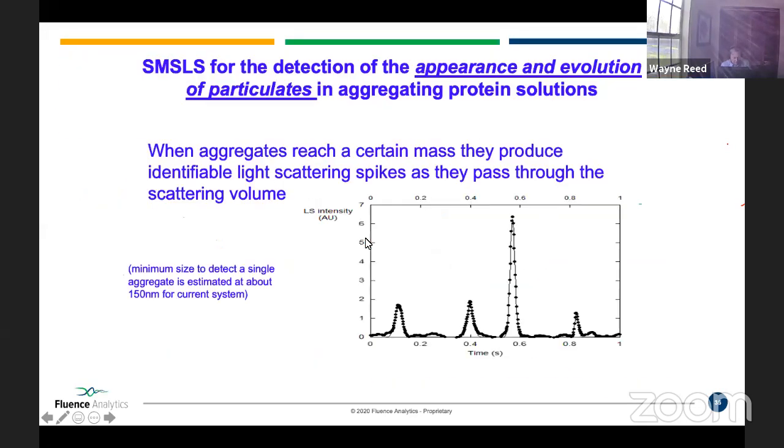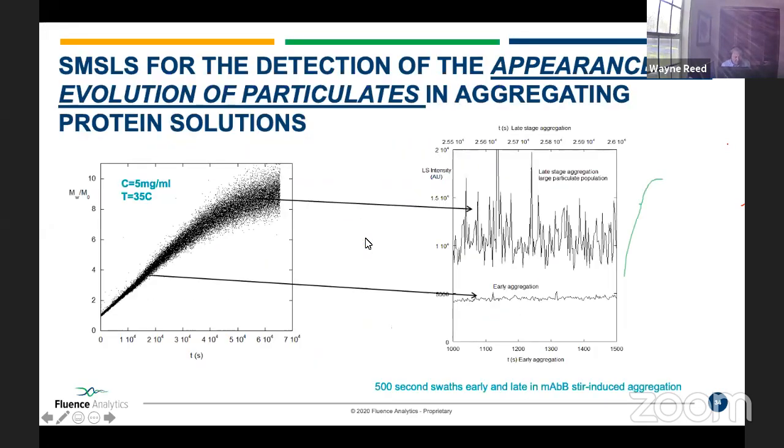Okay, particulates. On the left-hand side, we're looking again at the normalized molecular weight starting at 1, and it's going up, and looks like the signal's getting noisier. And the bandwidth is increasing there. But if you actually pull a little swath out, and this is a full day's data, if you just pull out 500 seconds, about 8.5 minutes, and connect the dots literally, you can see that these are all little peaks, and those peaks are actually single particles.